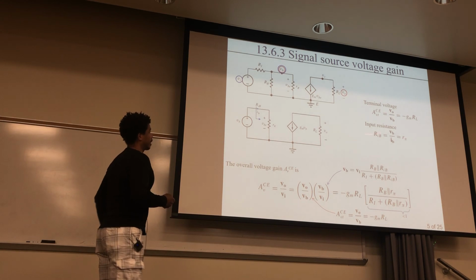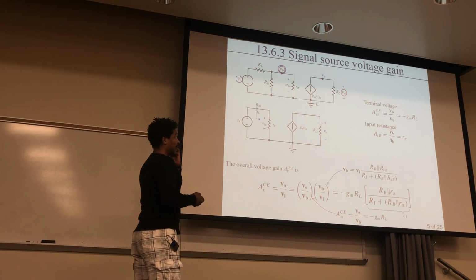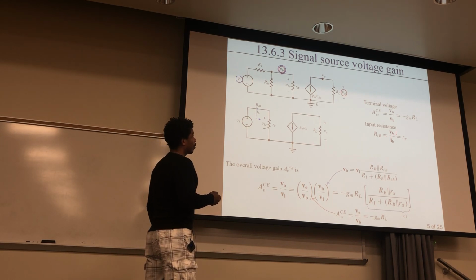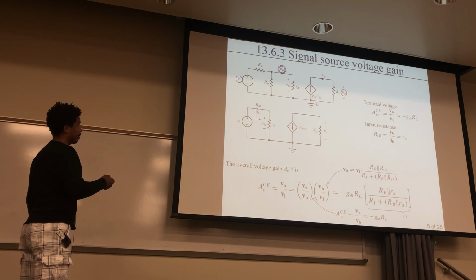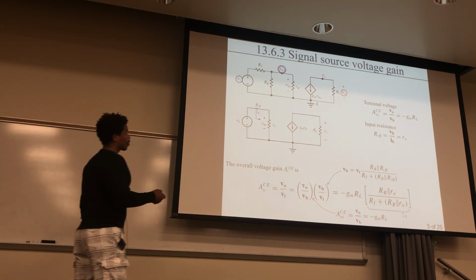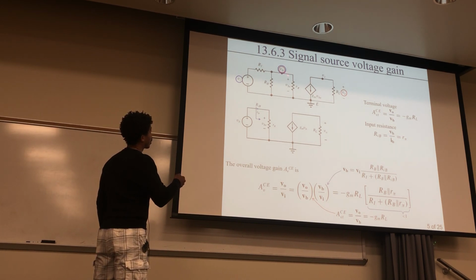And then we also looked at the input resistance, this RIB, which is the ratio of VB over IB. So this is sort of like the resistance seen from looking in this direction. And the overall current right here is IB, and that's going in this direction. So this is just a simplification of that. So this is this current IB going in this direction.